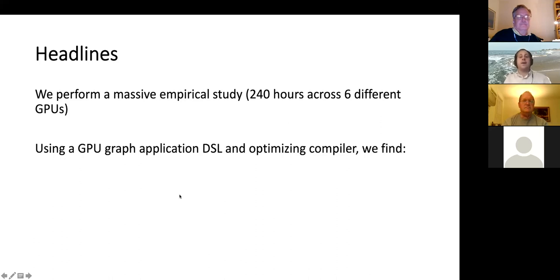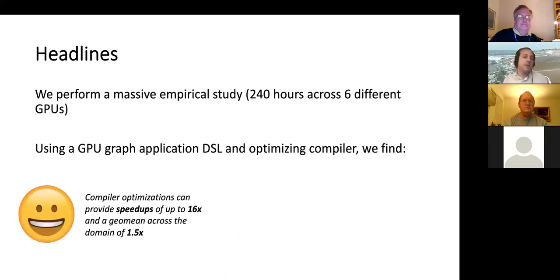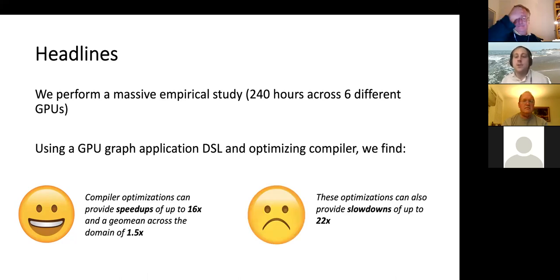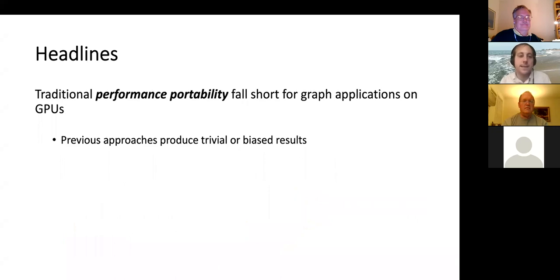And we took our DSL and our optimizing compiler. And our big question is what optimizations should we apply? And what we found is that these optimizations can actually provide pretty impressive speedups, up to 16x, and a geo mean of about 1.5x across our entire domain. But the term optimization is a little bit misleading, because if you apply these optimizations in the wrong way, you can actually provide slowdowns in this domain up to 22x.